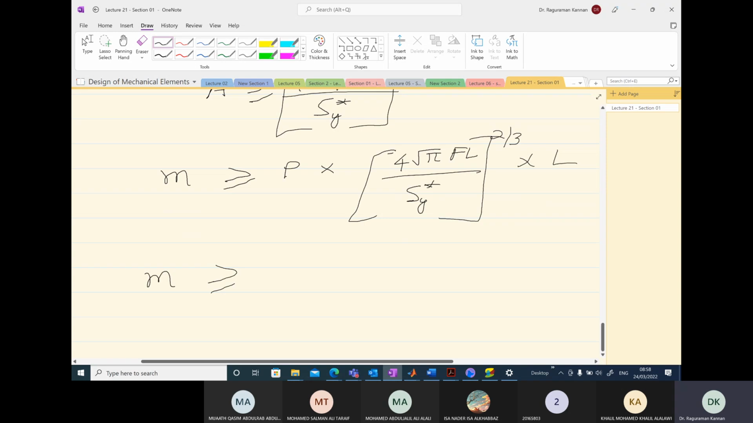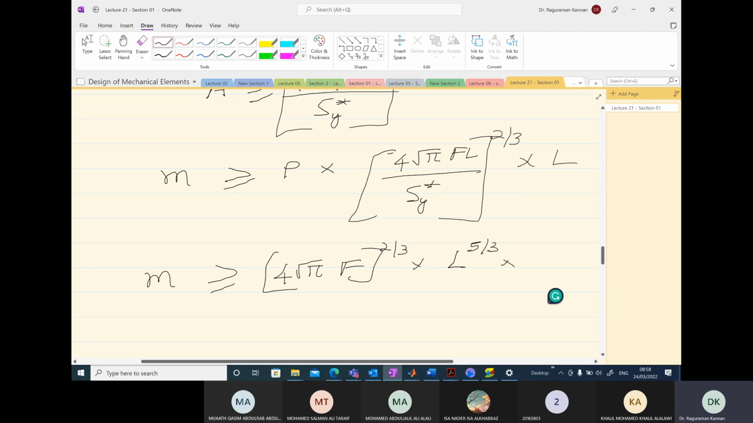The functional properties, F is a force here, so it is a functional property. We can group it together here: 4 root pi F, and I'm going to write it as 2 over 3 multiplied by the geometric property. Think of the geometric property as the length L. L raised to the power 2 over 3 times L. So we have 2 over 3 plus 1, which will be 5 over 3.